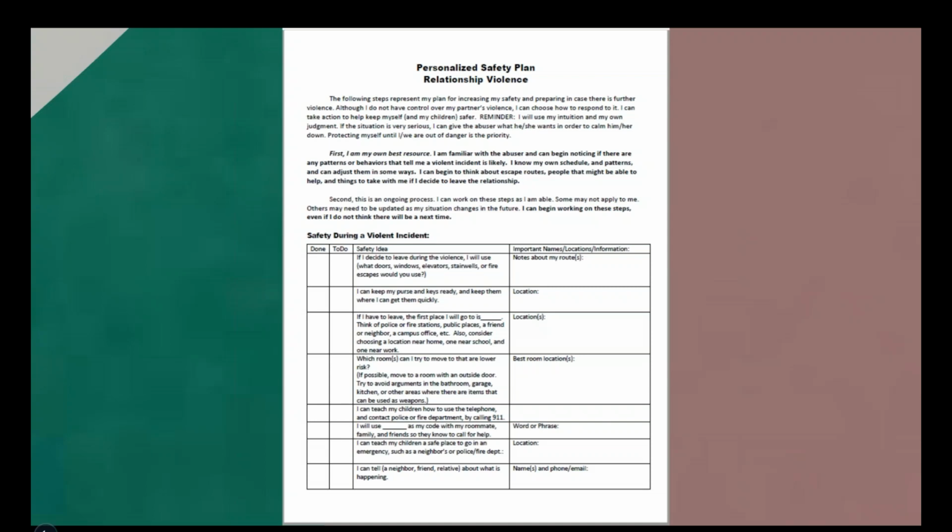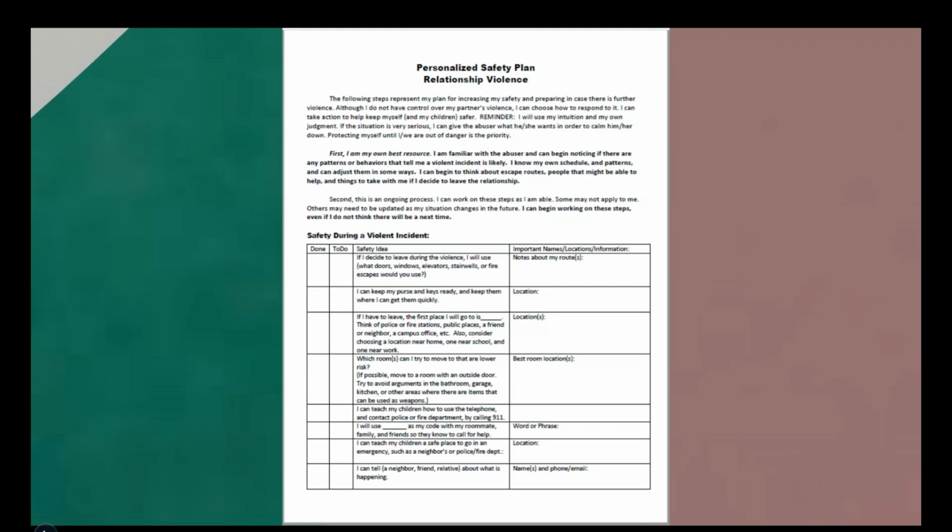But as I said, this is a safety plan that we like to use when working with clients at Project Safeguard. It has 5 different categories, and I think all of these categories help the survivor identify certain safety ideas within their situation that may be helpful for them. So with the first category, safety during a violent incident. From this category, one of the main ones that I use is second line down, I can keep my purse and keys ready and keep them where I can get them quickly.